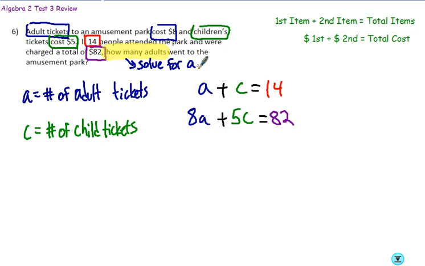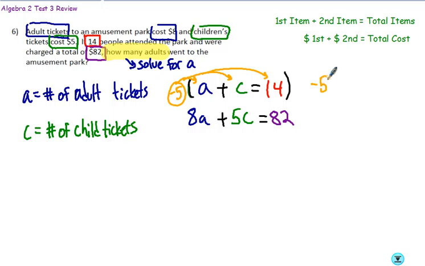Well, if we want to know how many adults, then we'd want to eliminate the C's, right? So I can multiply to change this equation, and what I want to change it to is something where the C's would cancel. Because again, I'm looking for A. So for the moment, I don't care about this. So what would cancel with a plus 5? Well, a minus 5. So what I would have to do is multiply this entire equation by negative 5. Let me distribute that all the way across.